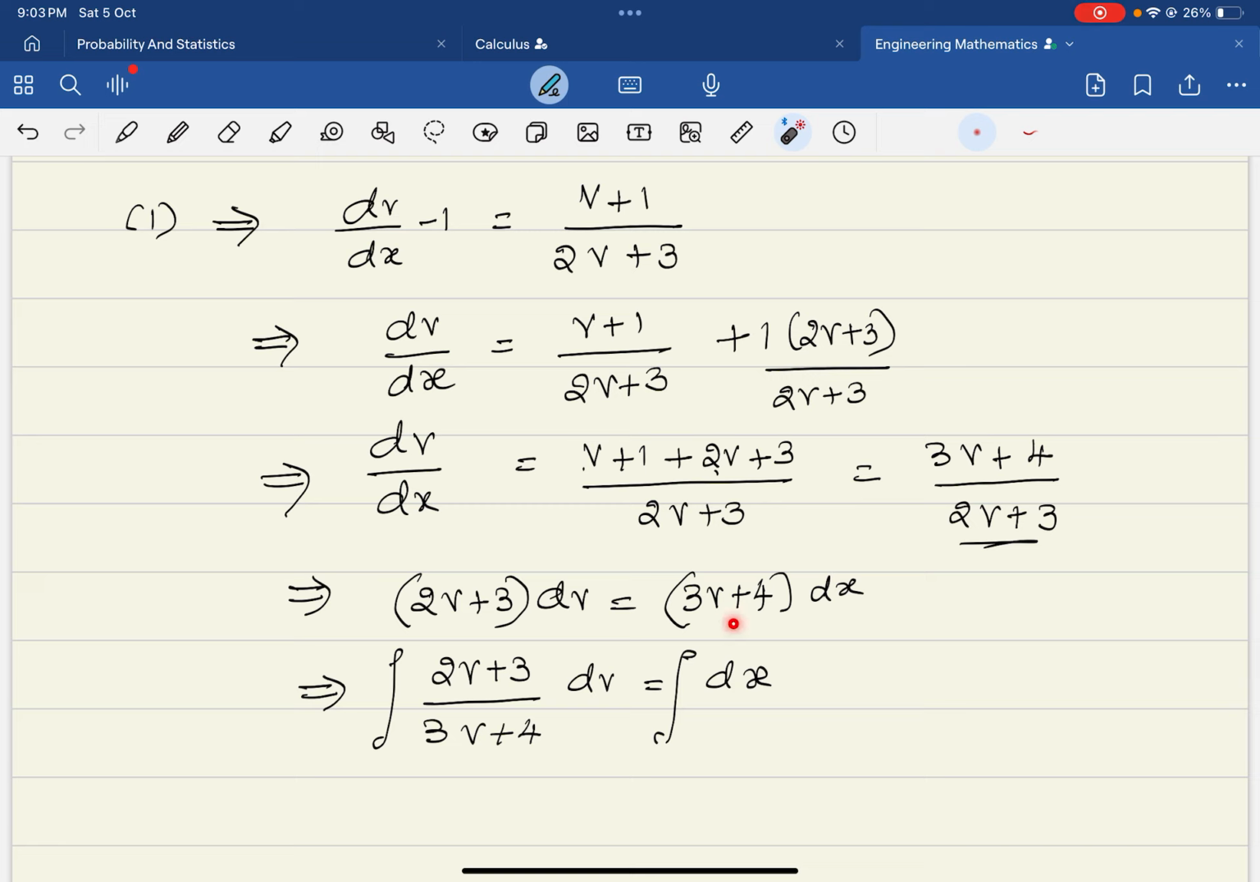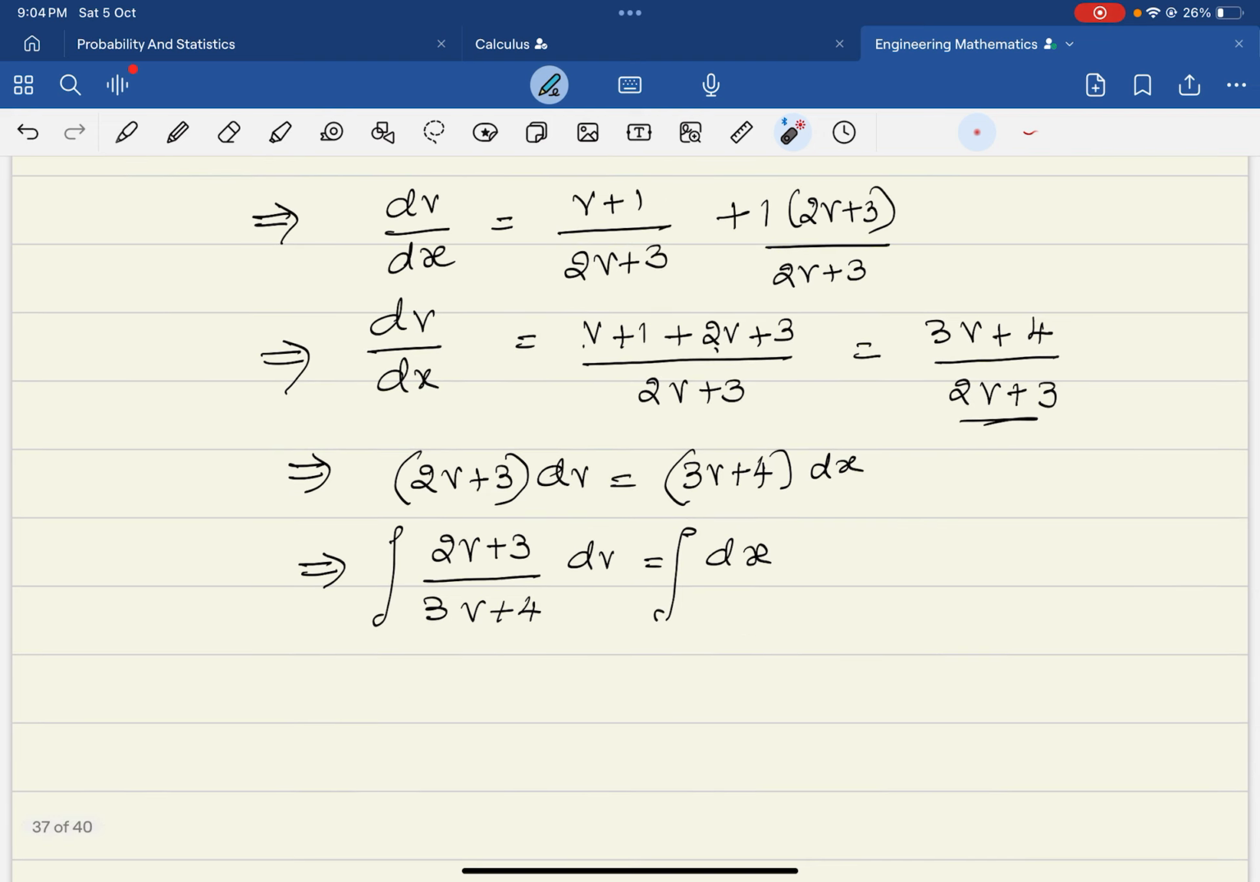Now what is odd here? 3v plus 4, right? It should come this side. So divide by 3v plus 4, integral 2v plus 3 dv by 3v plus 4 is equal to integral dx. Now we are integrating this. To do this integration, we will come to the part that 2v plus 3 over 3v plus 4. This is what we did in the last page. 2v plus 3 by 3v plus 4.